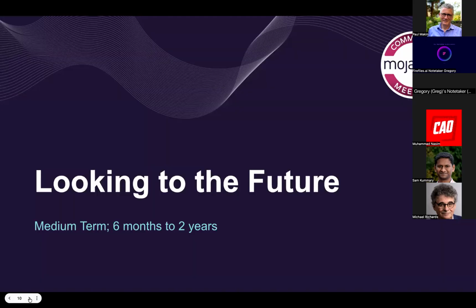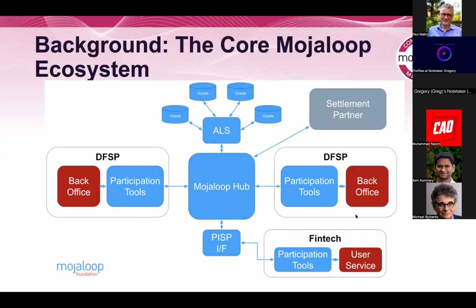Looking to the future now, beyond 6 months. So first of all, I wanted to talk about the background. What everyone thinks of as Mojaloop is this: a Mojaloop hub with an account lookup service with what we call oracles around it, which is all about alias resolution to DFSP. We have a settlement partner. DFSPs connect via participation tools, which link their back office into the Mojaloop hub. We have a PISP interface, and there are participation tools for fintechs, which will link them into the PISP capability. So that's what everyone thinks of as Mojaloop.